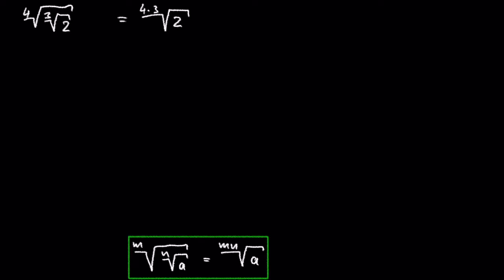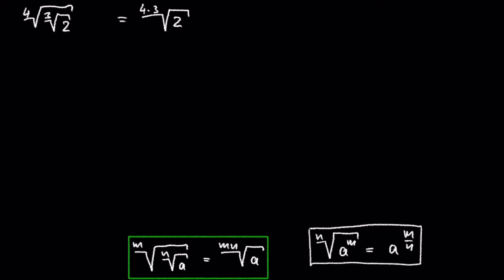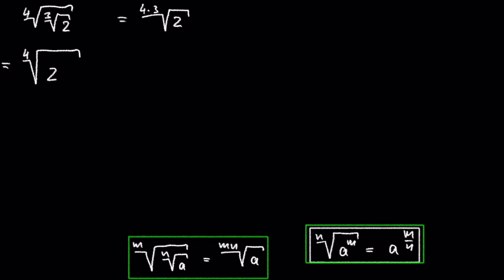Like in the previous example, it's helpful to write the roots as exponents, because the nth root of a raised to the power of m is equal to a raised to the power of m over n. The third root of 2 is equal to 2 raised to the power of 1 over 3. Now we do the same thing again. Feel free to pause the video and try that on your own. If you have problems, just use the rule written below.